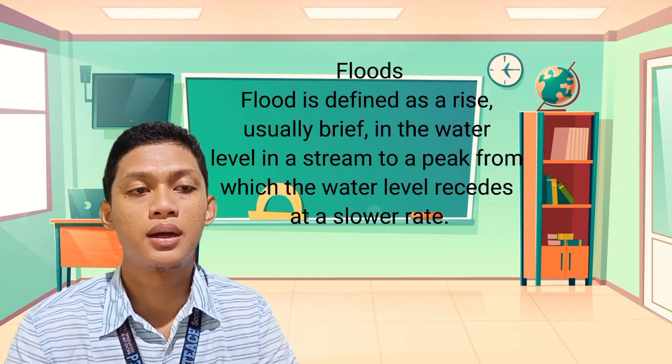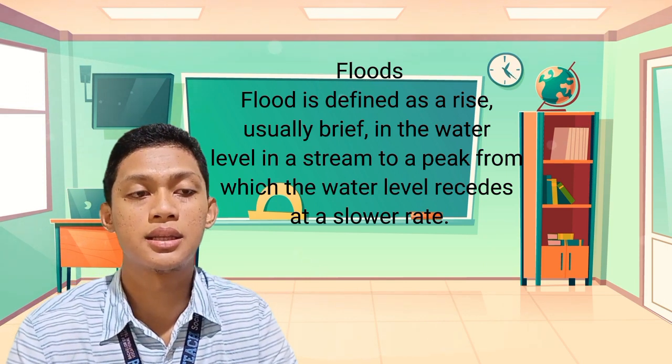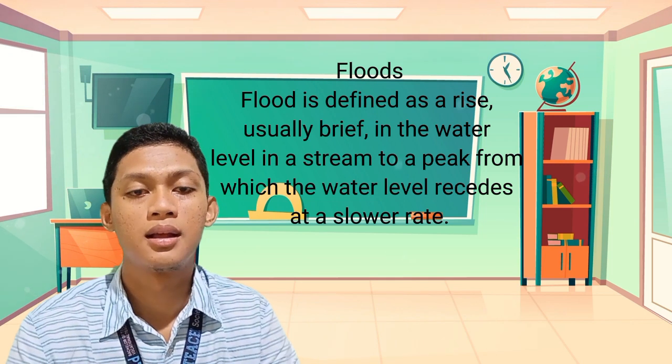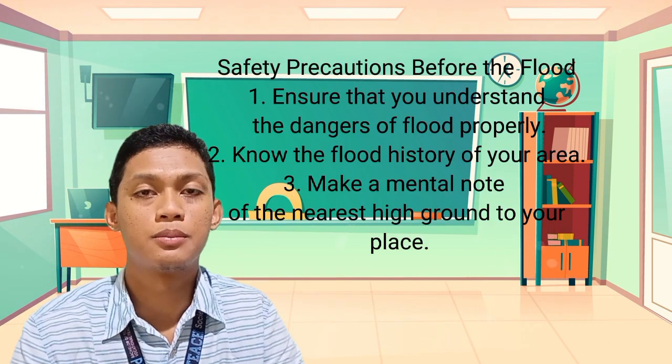Flood. Flood is defined as a rise, usually brief, in water level in a stream, to peak from which water level recedes at a slower rate. Okay. Next is safety precaution before the flood.